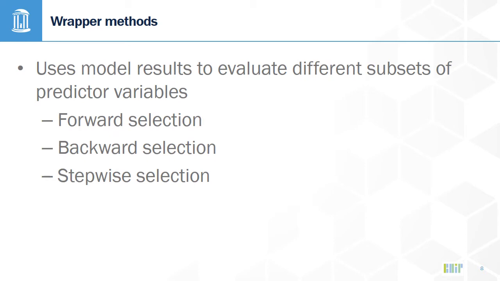Wrapper methods select variables based on their impact on model performance. Some examples of wrapper methods include forward selection, backward selection, and stepwise selection.